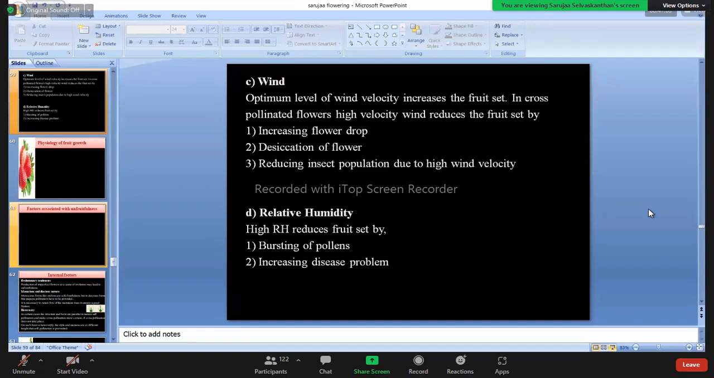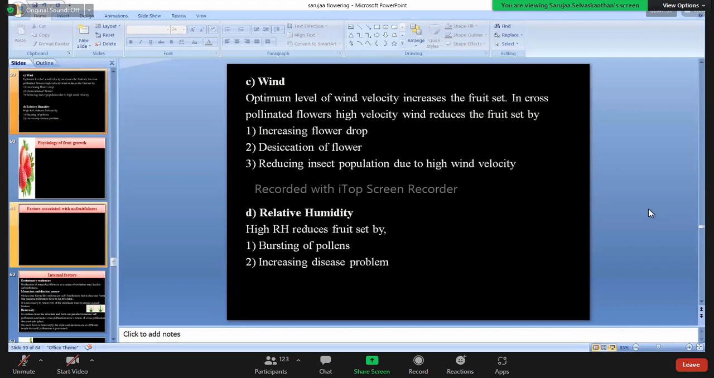Relative humidity, high RH reduces the fruit set, right? If high RH, absorption of moisture by the pollens leads to bursting, right? And if RH is high, it automatically influences the disease conditions. So increased disease condition also affects the fruit set, bursting of flower, higher disease incidence due to RH, it affects the fruit set, right? So fruit set we have studied.